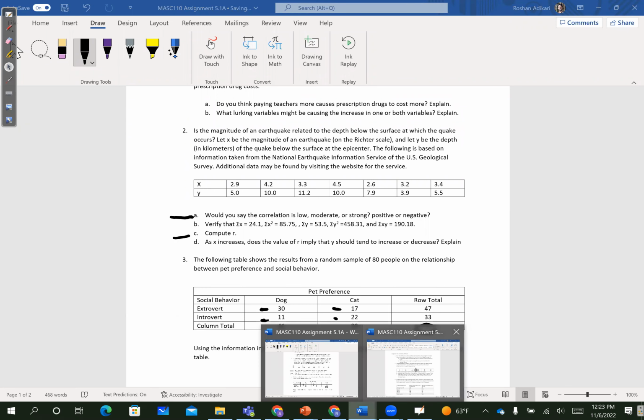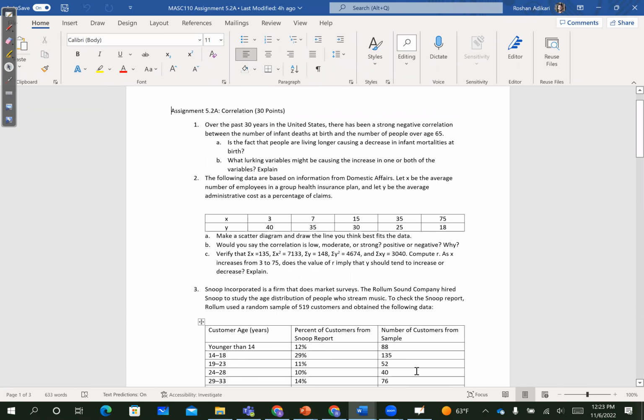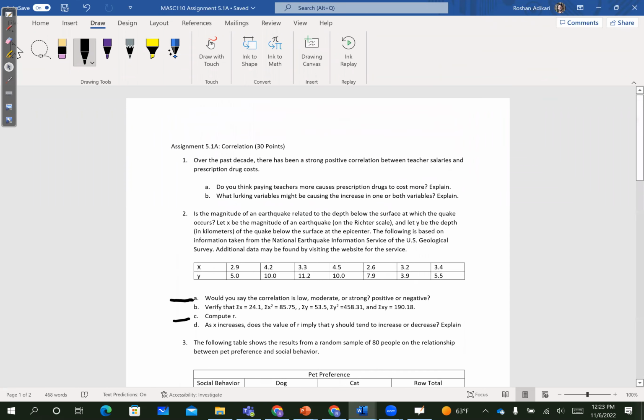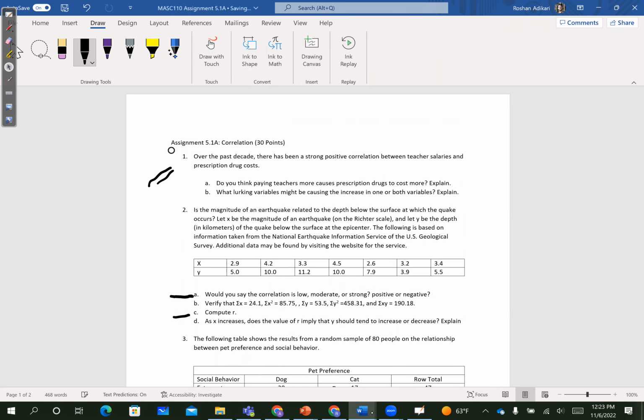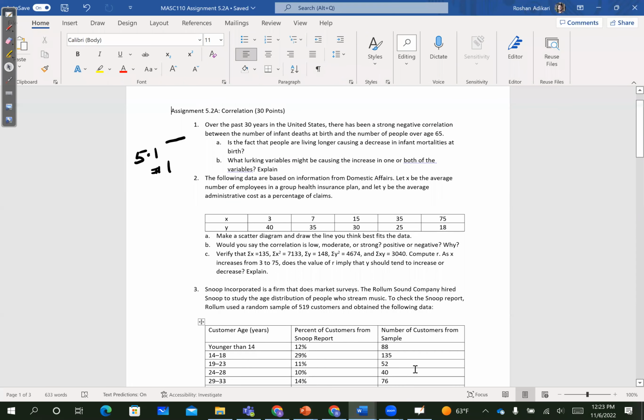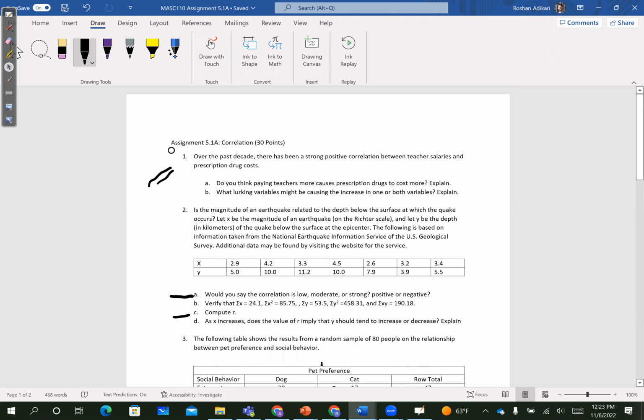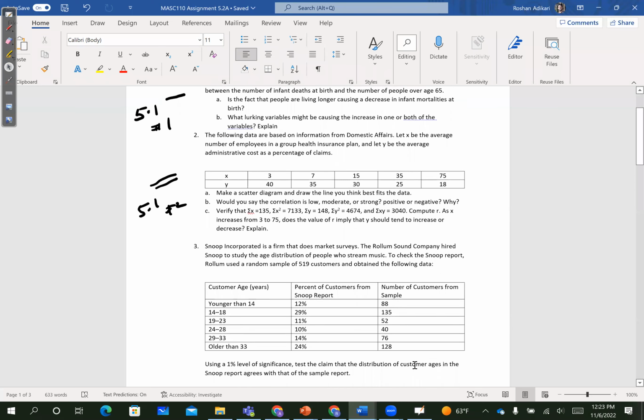Okay, now let's have a look at 5.2, because this question is exactly the same as 5.1 question number 1, the correlation question. So I don't need to explain that again. Let me show you. See right over here, exactly like that. And this one again is exactly like 5.1 question number 2. Let me show you. See sigma x, sigma y, all those stories. So I only need to explain question number 3.